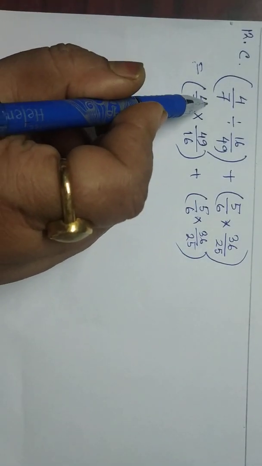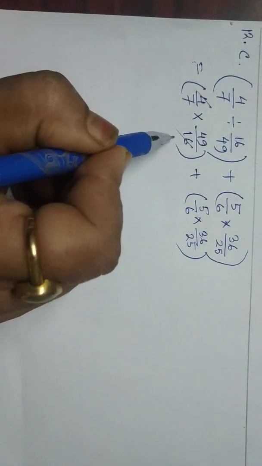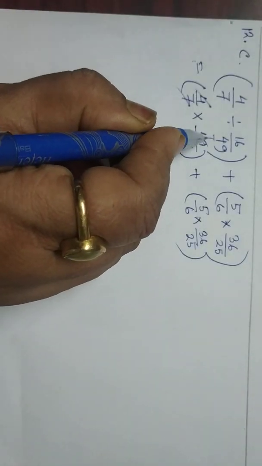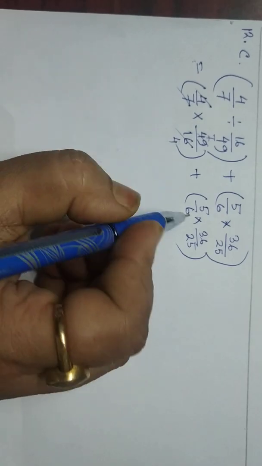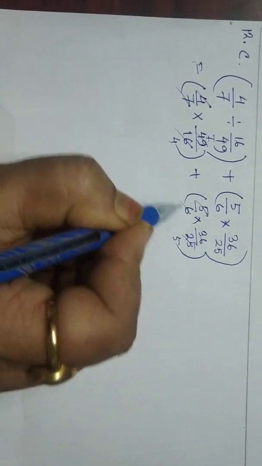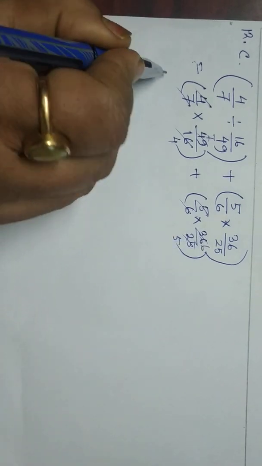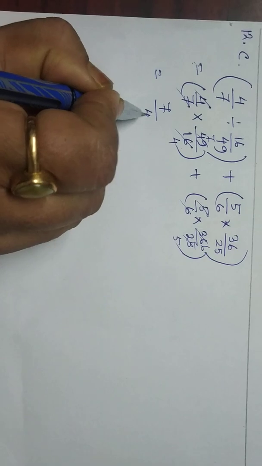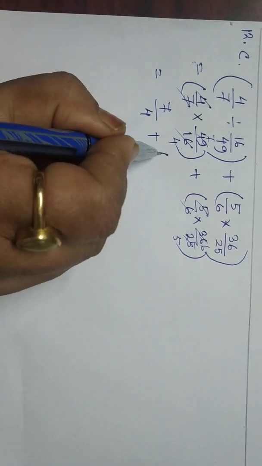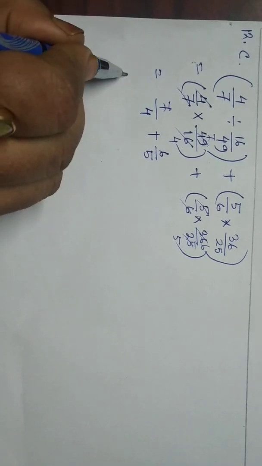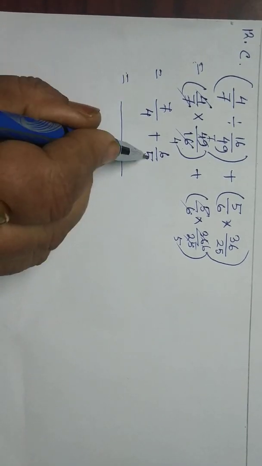Now here if we cancel, 4 4s are 16. This one, 7 7s are 49. And here 5 5s are 25. This one, 6 6s are 36. That means from this bracket portion we will get 7 by 4, and from this bracket portion we will get 6 by 5. Now both are unlike fractions, that's why we have to find the LCM.